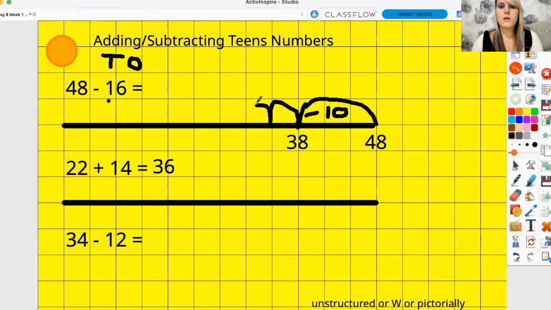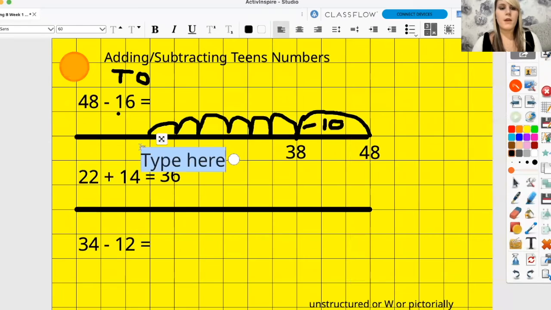So 1, 2, 3, 4, 5, 6. And we put 38 in our head and we count back 6. So 38, 37, 36, 35, 34, 33, 32. And we pop in what we got to and we pop in our answer.